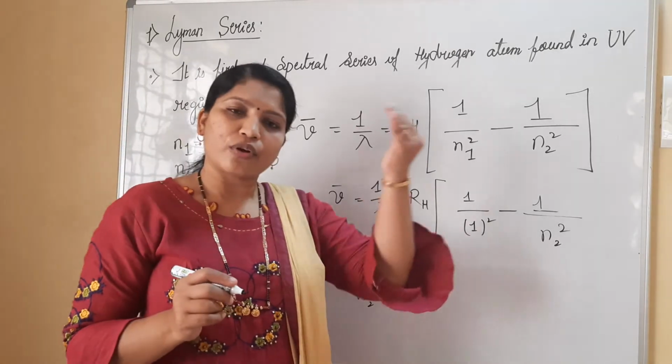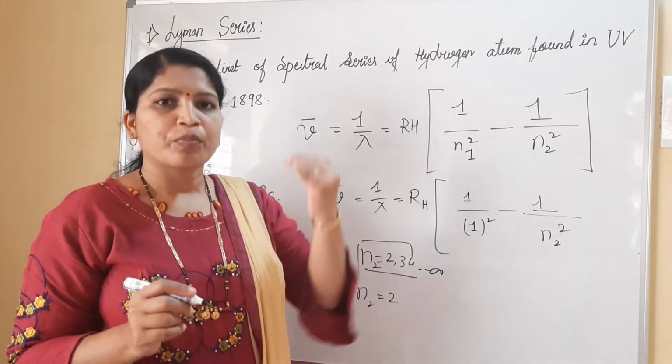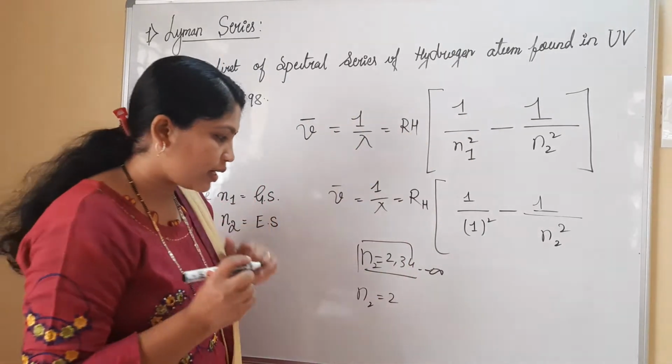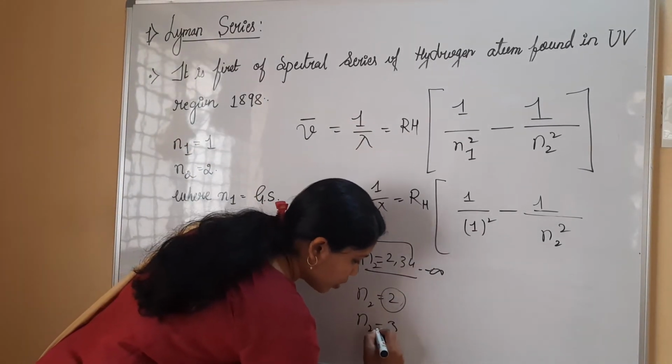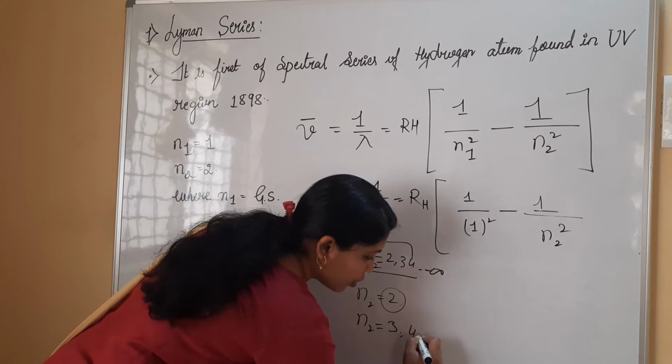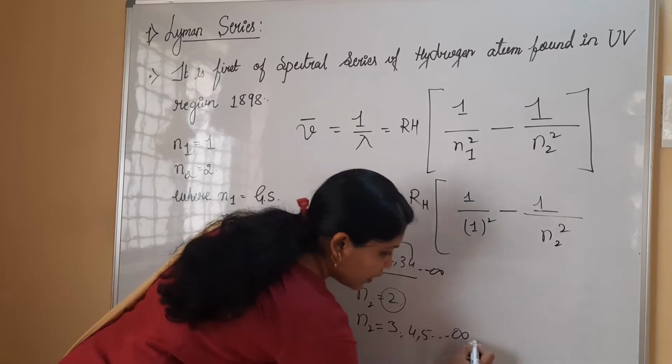For the Lyman series, what is the n1 value? It is 1, because it is the first series. n2 may come from second to first, third to first. That is the reason why n2 may be 2, n2 may be 3, or n2 may be 4, n2 may be 5, up to infinity it may be.